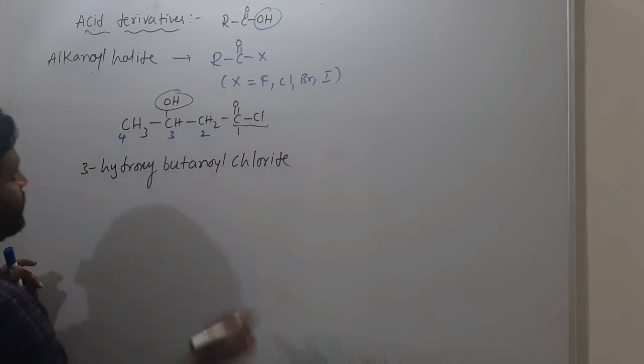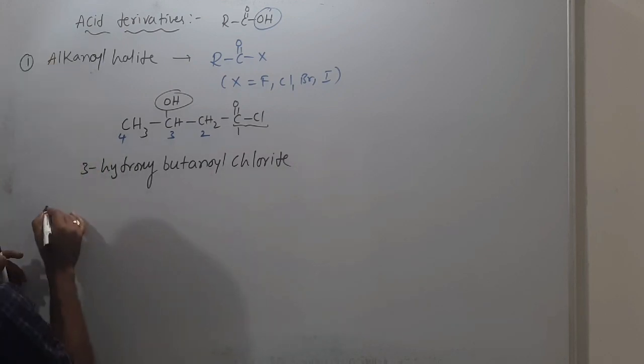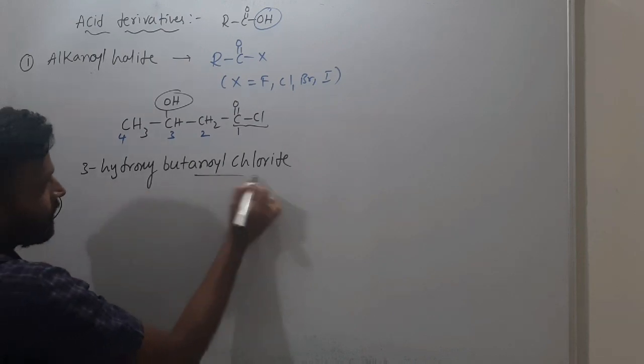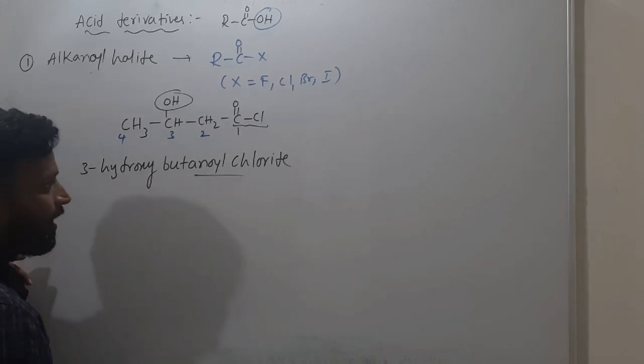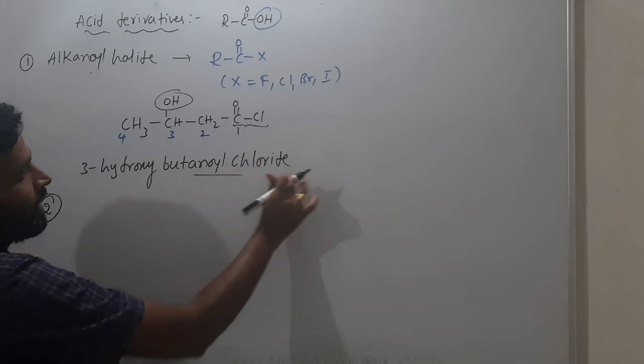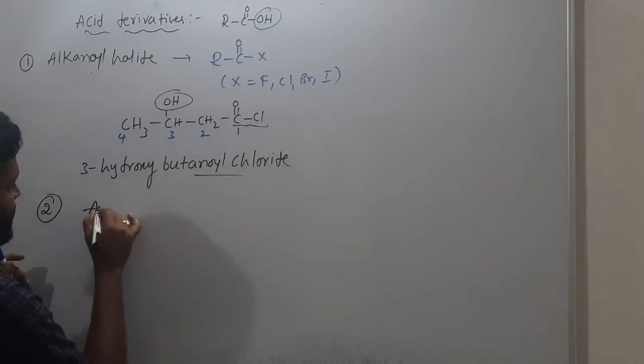Anything else, like this only you will write. Next, second one, IUPAC names means alkanoyl, oyl halide. Okay, simply oyl halide. And second one, amides.